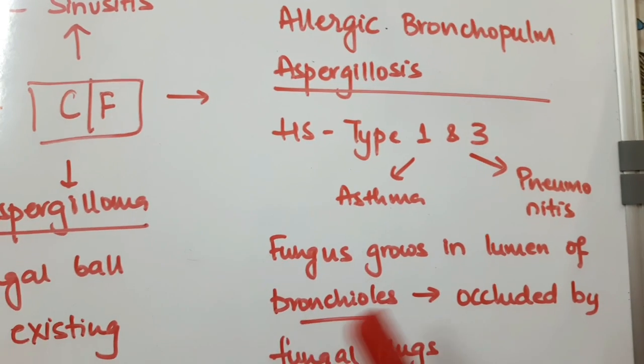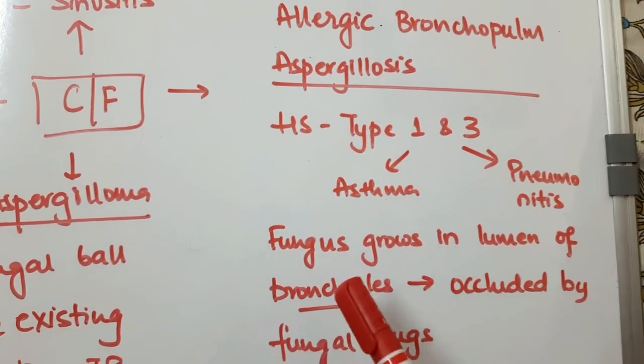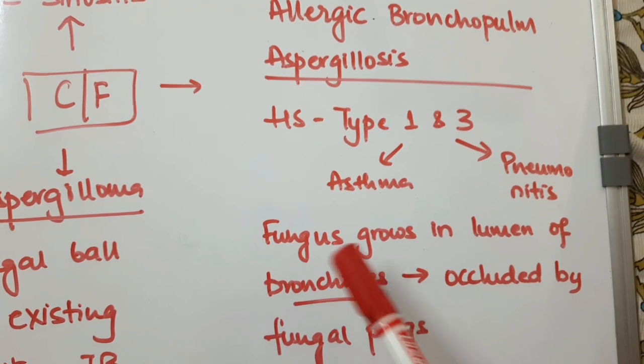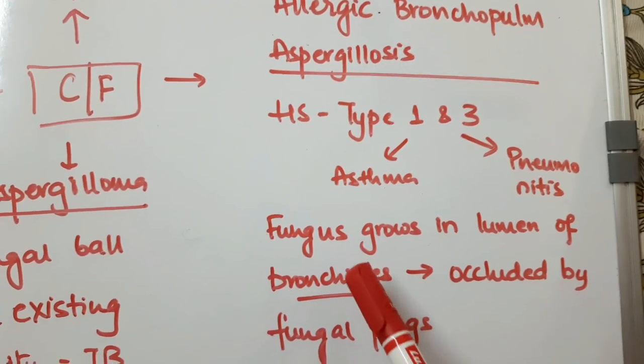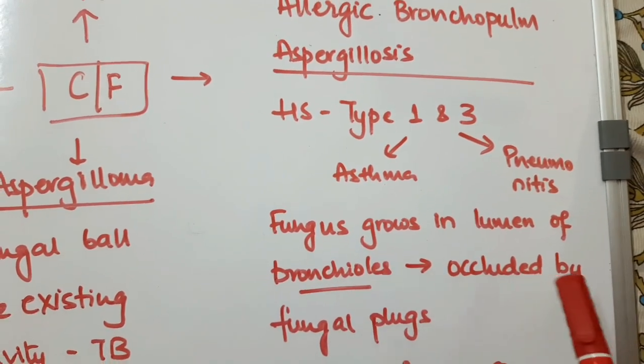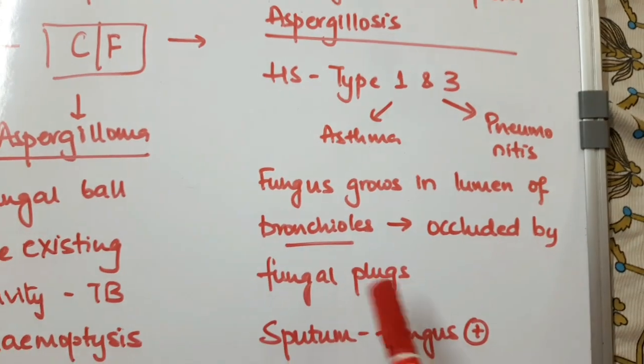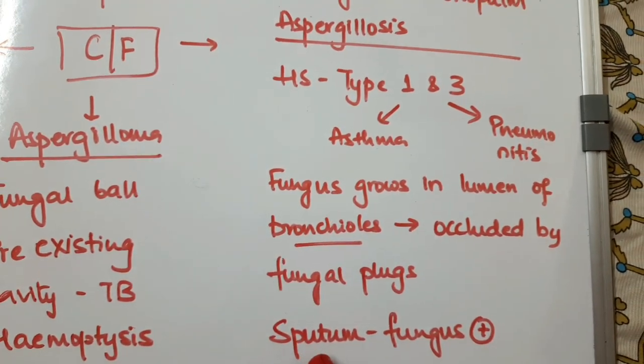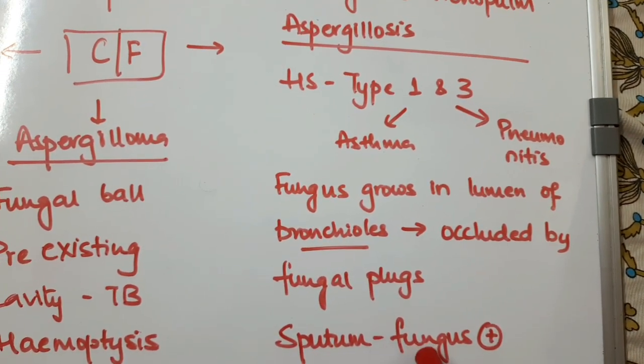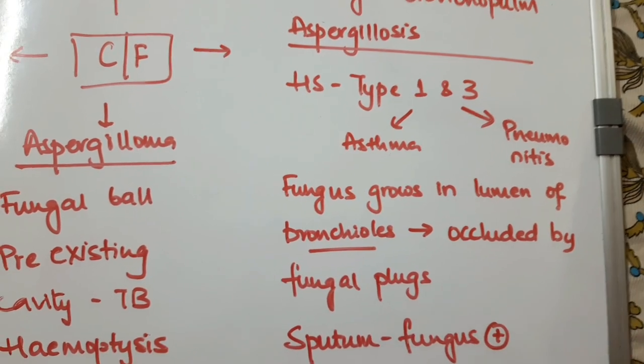What happens here is that the fungus starts to grow in the lumen of the bronchioles of the lung. So the fungus starts to grow in bronchioles, and these bronchioles then get occluded by fungal plugs. And when we do a sputum examination, fungus will be present in the sputum.